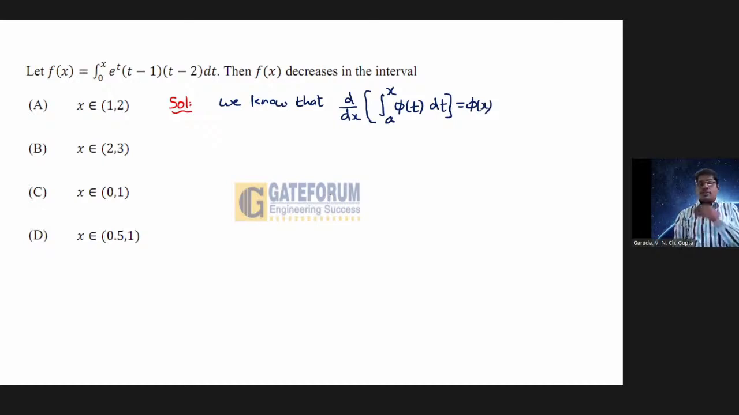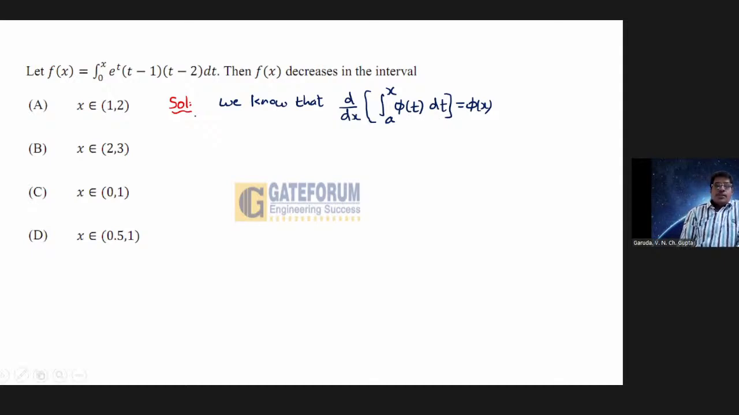This simplifies to phi of x. Okay. See, without integrating and then differentiating, if the upper limit is x and the derivative is with respect to x, then in that integrand, t is replaced by x. So whatever the integrand, that variable is replaced by the upper limit without finding the integration and derivative. This is called the fundamental theorem of integral calculus.